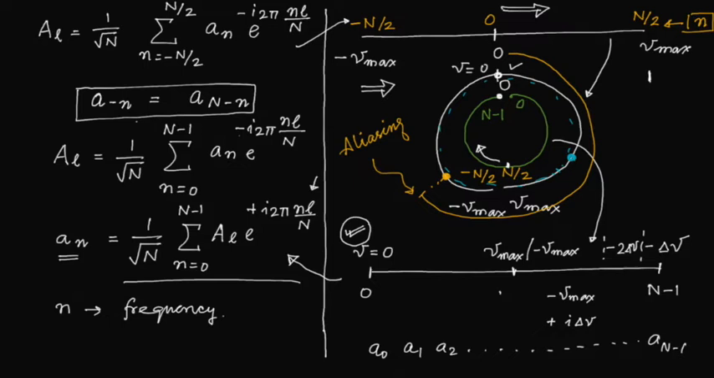And now, as I go ahead in my indexing, I get minus nu max plus delta nu, minus nu max plus 2 delta nu. So here it is minus nu max plus some i delta nu. And the last point here is the point just before 0. So this is delta nu away from 0. So this is minus delta nu. Okay. And then after minus delta nu, we go back to nu equals 0. So the previous point is minus 2 delta nu.